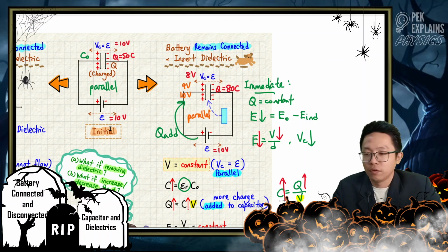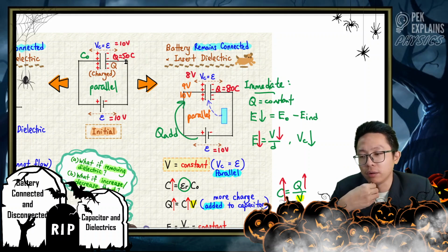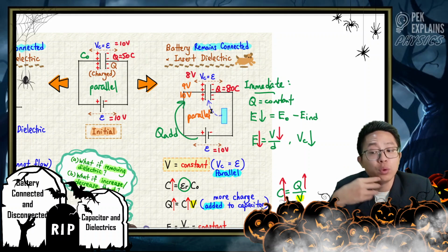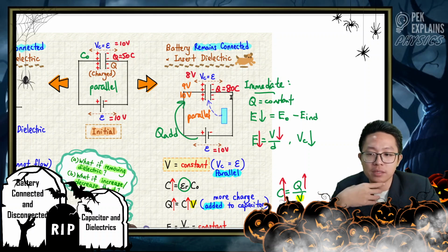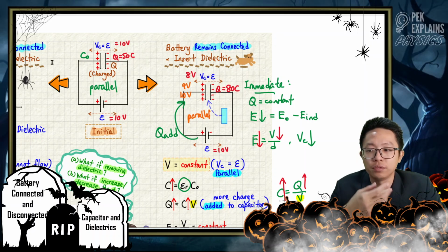Last time for the same voltage, without the dielectric, it had a lower ability to store charge. Lower ability to store charge means it can only store 50 coulombs. But now with the dielectric, it has higher capacitance, higher ability to store charge. So for the same voltage of 10 volts, it can store more charge. That means it can store 80 coulombs instead of just 50 coulombs. You understand?